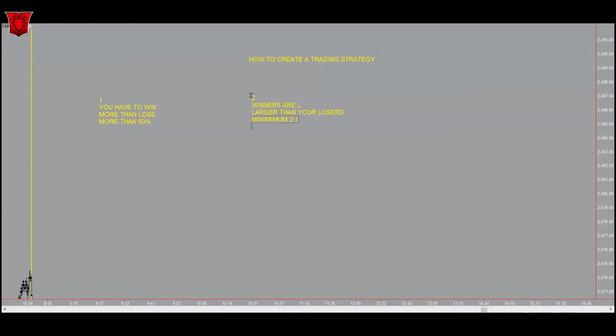And I know I spelled minimum wrong there. You guys will have to bear with me. Reward to risk ratio. Basically what that means is, if you're going to make $200 profit on a trade, you want to make sure that you lose less than about $100 on average.